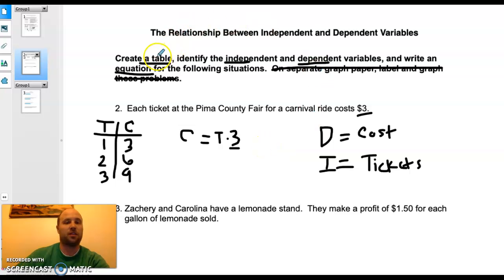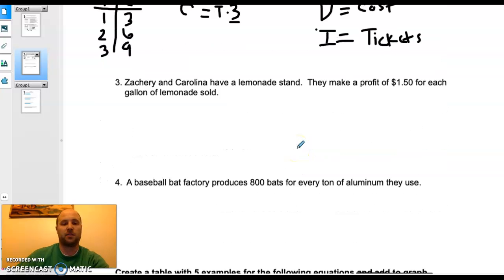So you just did all three. You created your table, check. You found your independent and dependent, check. And you wrote an equation, check. Boom. Okay? So here's what I want you to do.